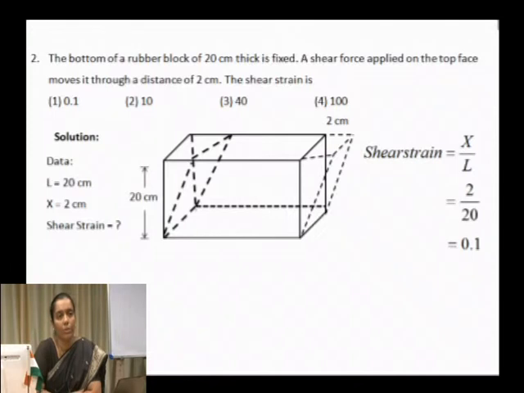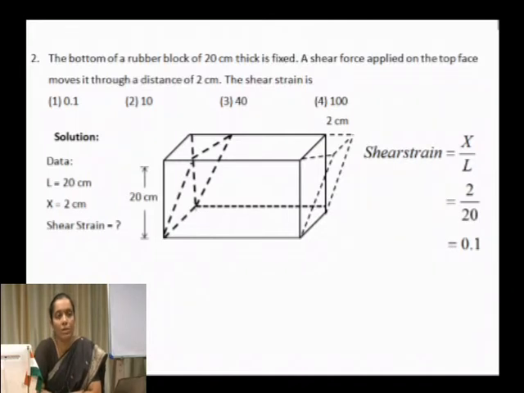The bottom of a rubber block, second problem. The bottom of a rubber block of 20 centimeter thick is fixed at the bottom. A shear force is applied on the top face, moving it through a distance of 2 centimeter. The shear strain is dash, or we have to calculate the shear strain.